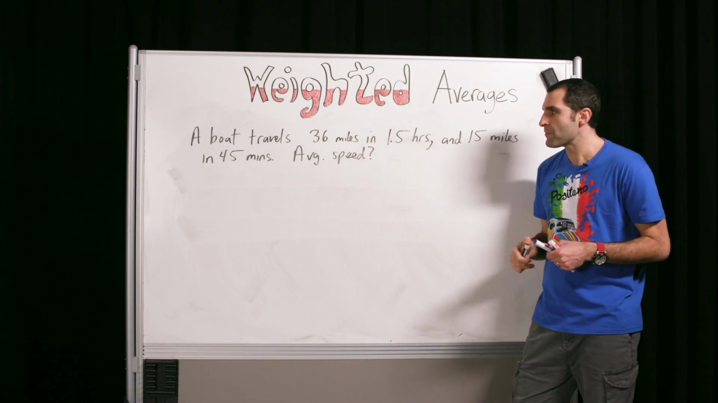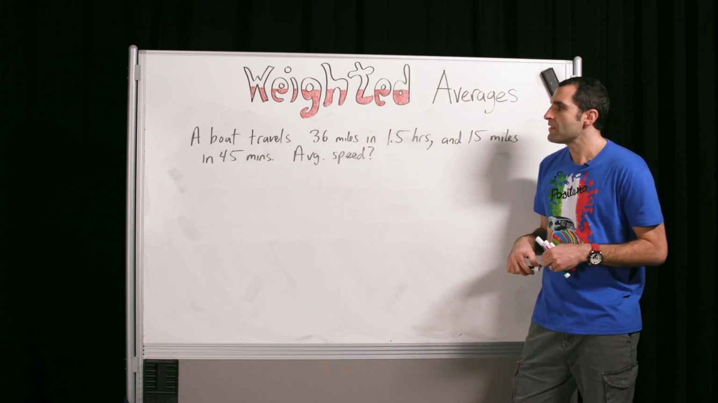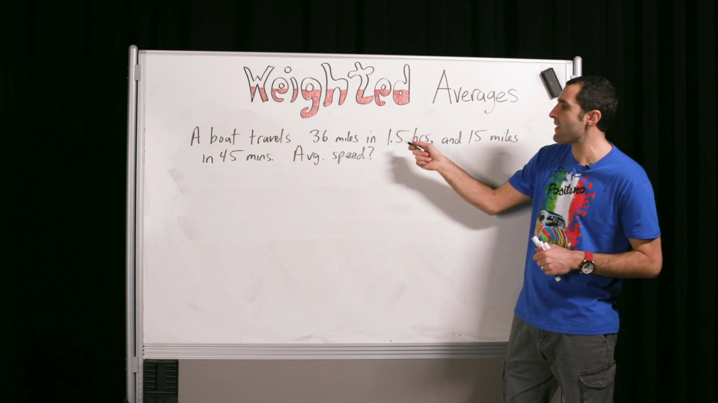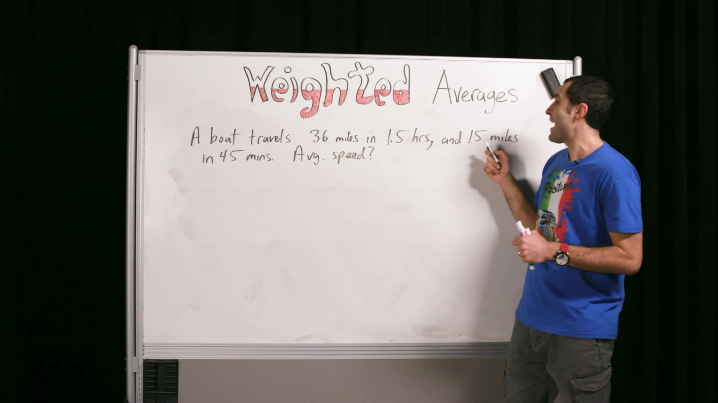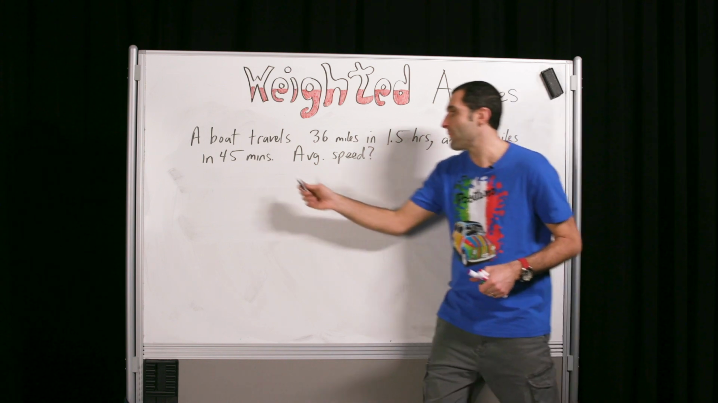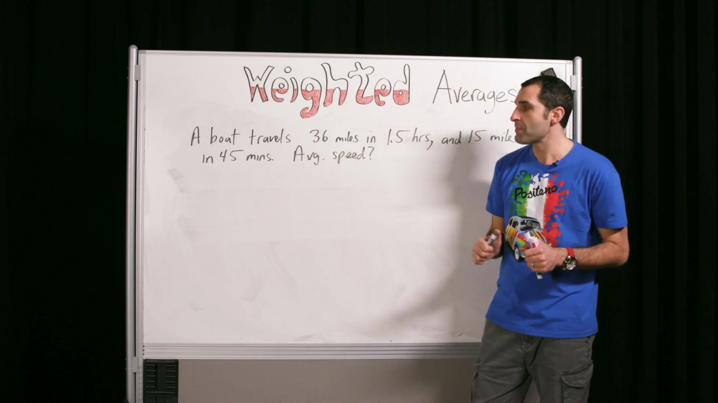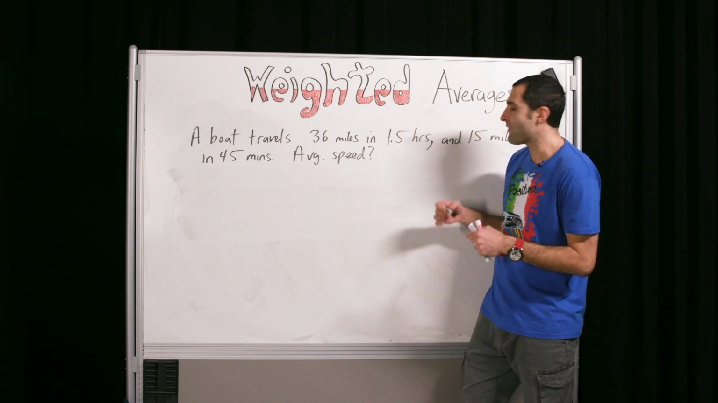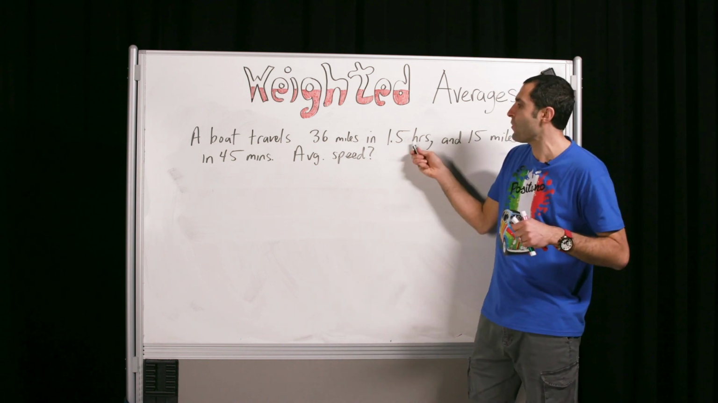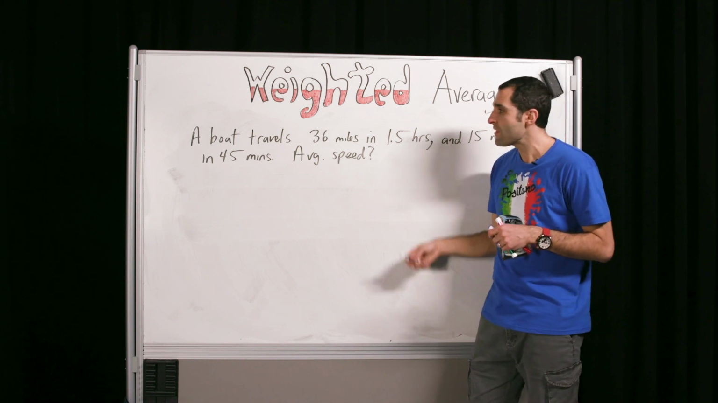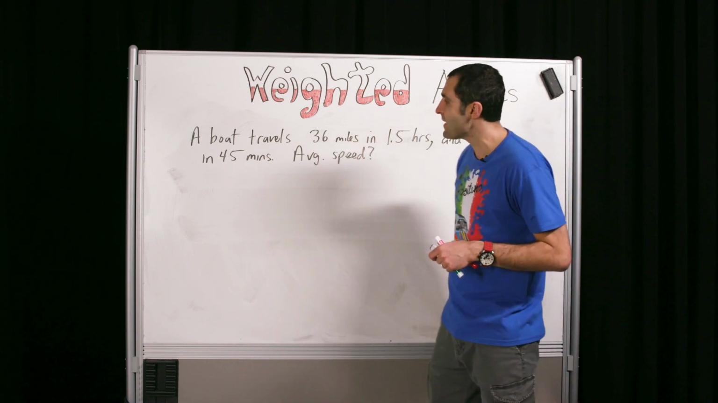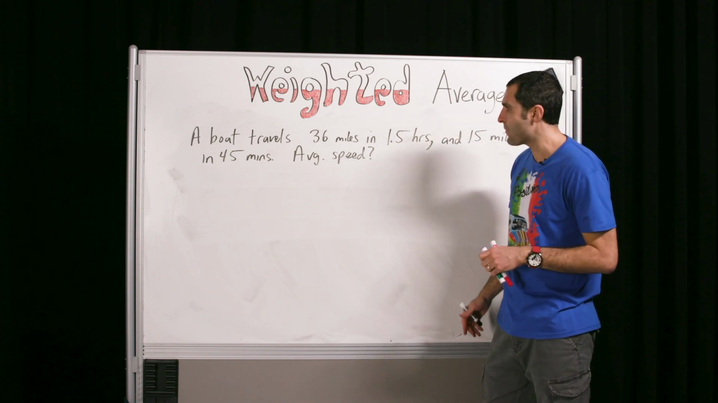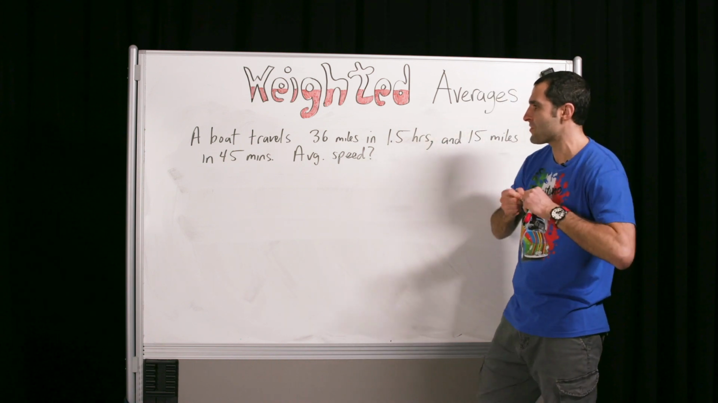Okay, last one of this particular lesson. A boat travels 36 miles in 1.5 hours and 15 miles in 45 minutes. What was the average speed? Okay, so this is similar to the last problem. We have a little bit of a curveball here. One time is given in hours and the other time is given in minutes. So we should make them both into hours and we can get that average speed.